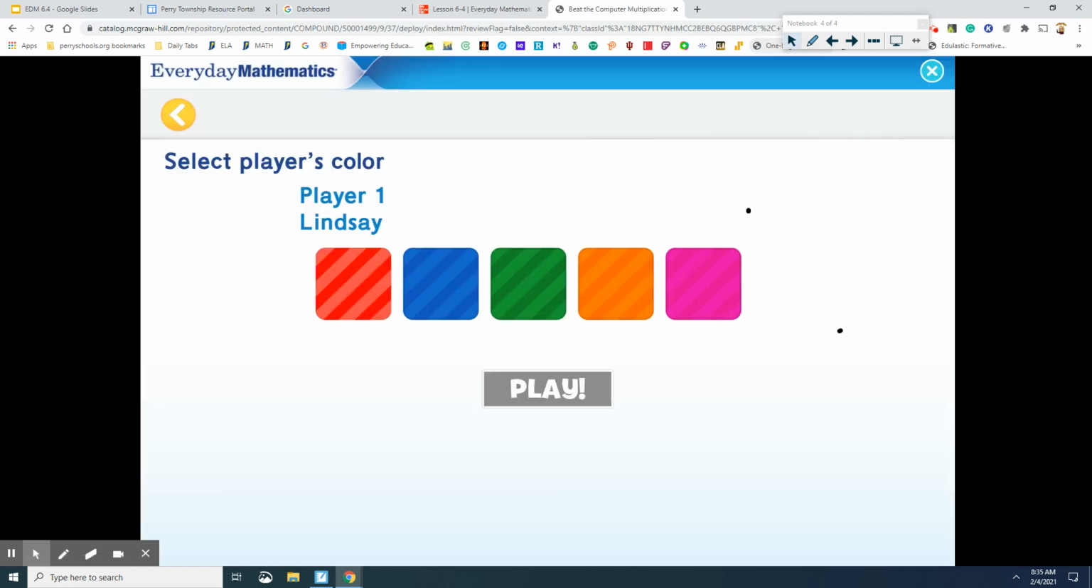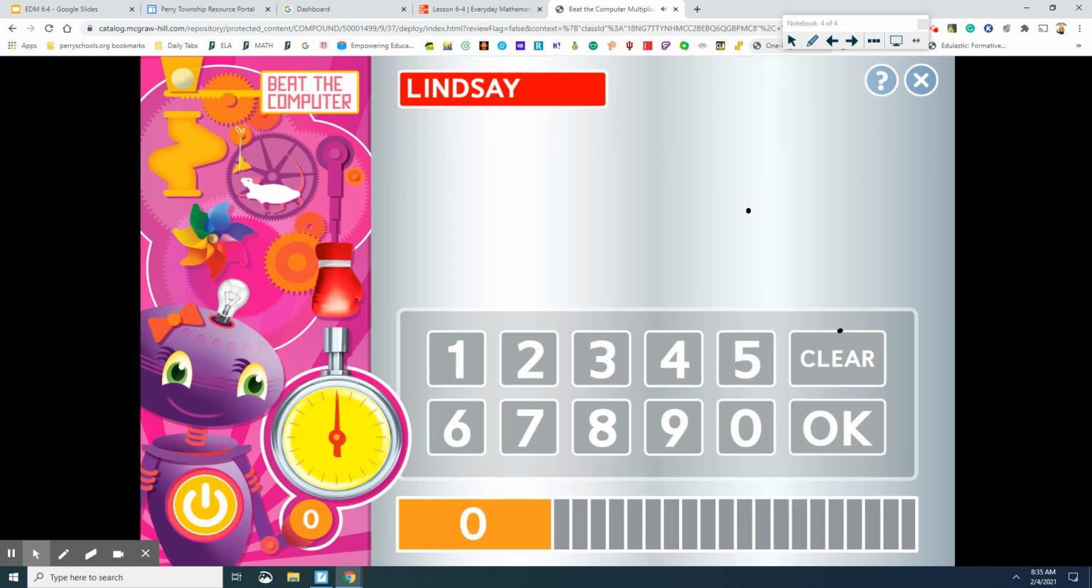We'll start the game. Pick your color. Let's play Beat the Computer. Click this button for a math fact. Then enter your answer and click OK.